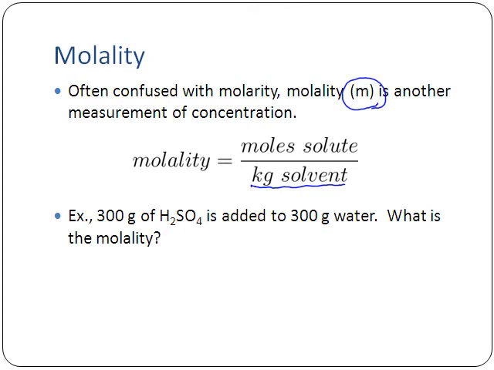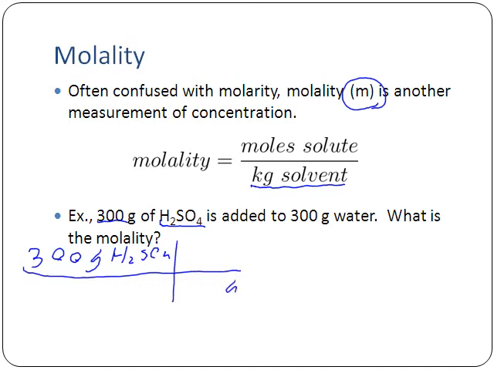So we'll work out an example here. 300 grams of sulfuric acid, H2SO4, is added to 300 grams of water. What is the molality? In this case, we know molality is equal to moles of solute. Our solute here is the sulfuric acid, H2SO4. We need moles of that though. We're given grams, 300 grams, so we're going to have to convert that. What you want to do first is set up our table. So we have 300 grams of H2SO4, and we want to get rid of grams and go to moles.